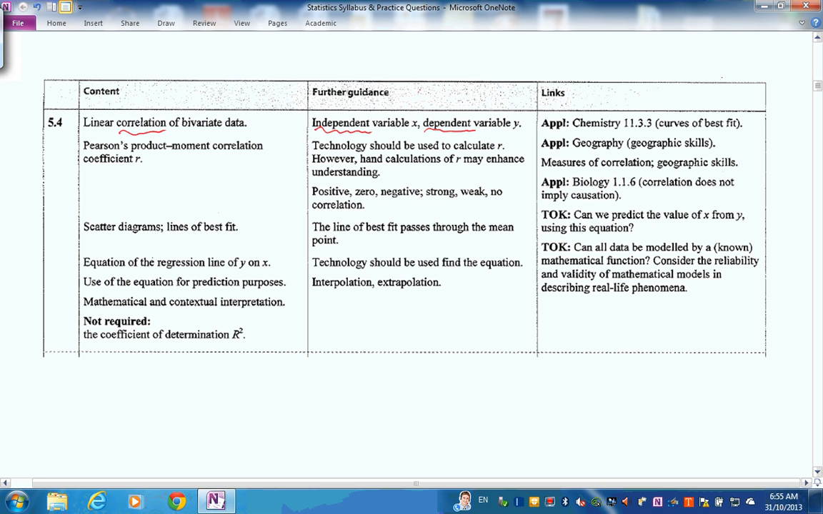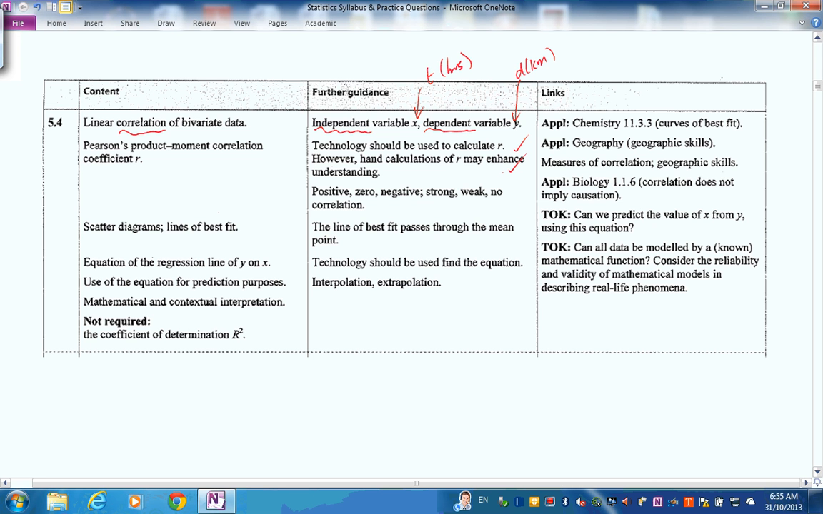So the independent variable might be, for example, time in hours. Label that on the axis. Dependent variable might be distance in kilometres. Something like that. It must remain in context. That's mentioned right at the beginning of this section. Technology should be used to calculate r. You don't have to do it by hand.